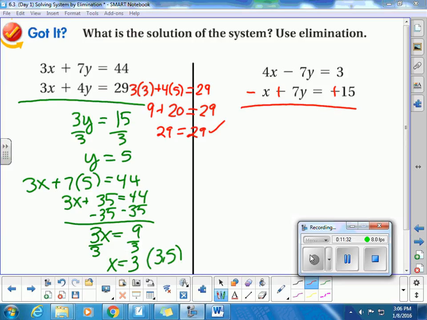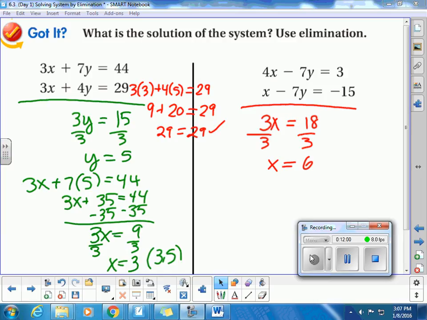I have 4x minus x, which is 3x. My y's are gone, equals 3 plus 15 is 18. Got to divide by 3. I get x equals 6. Plug it in to one of the equations or the other.